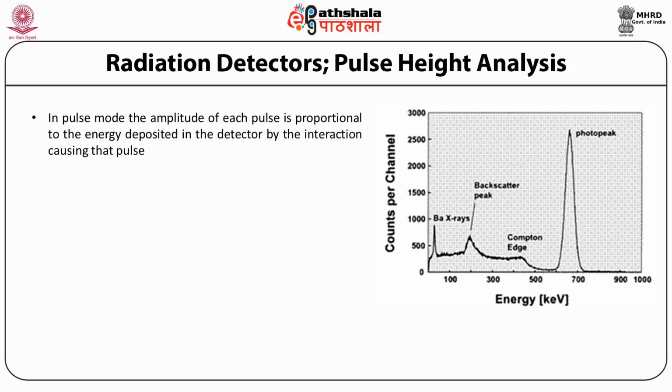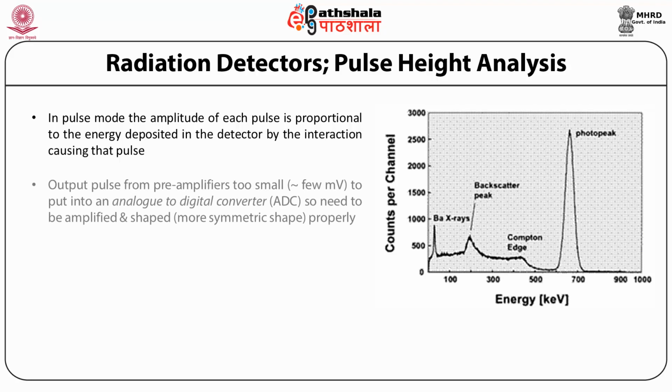So we can say that different energy photons, on interaction with the material of the detector, produce different numbers of charged particles. So the charge collected due to each interaction will be different, and therefore different amplitude voltage pulses are observed at the output of the preamplifier. So in some way we can say that the amplitude of detected pulses gives an idea about the energy deposited in the detector by the radiation. The output pulse from the preamplifier is too small, around a few millivolts, to put into an analog to digital converter, so it needs to be amplified and shaped properly.